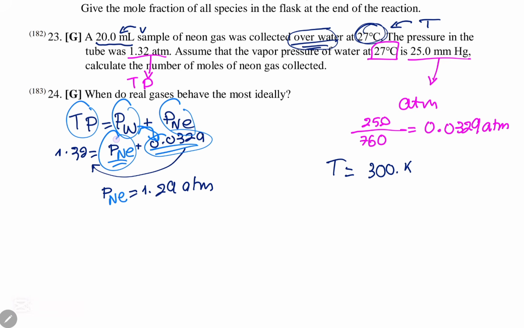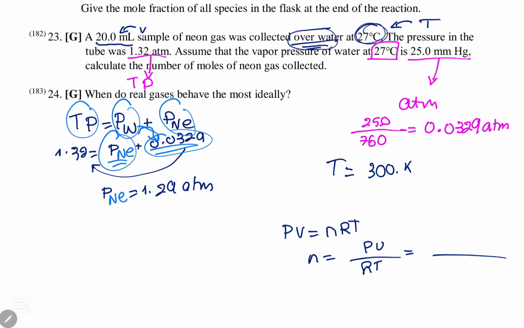So we need to find the pressure of neon. The pressure of neon is 1.29 atmospheres. Now they want us to find the number of moles of neon gas collected. Here we can use PV equals nRT. We need to find the number of moles, so the number of moles is equal to PV over RT.